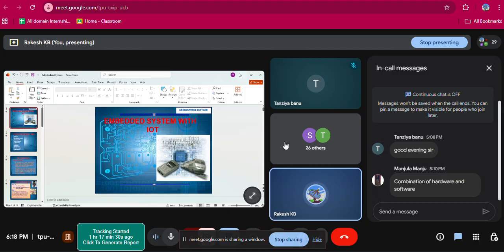Before tomorrow's class you should write them down in the notebook. I already told you to maintain one notebook. Inside that, all the assignments, I will give the assignments daily in the class, or else I will upload them in the Google Classroom. Once again I will share the Google Classroom code. I already shared the invite link in the group.